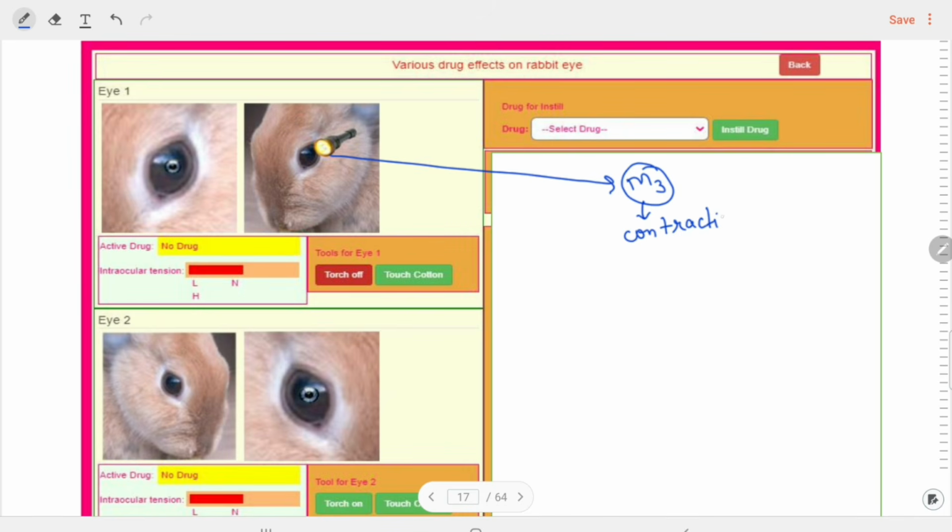We already know activation of these receptors will lead to the contraction, and the final outcome will be the meiosis through the light reflex. No need of any drug, only through the light reflex, because light is activating the M3 receptors, and the activation of the M3 receptor will lead to the contraction, and that will lead to the meiosis here.